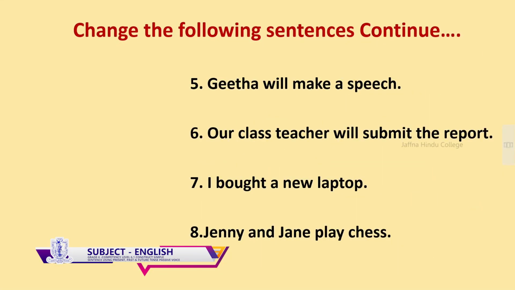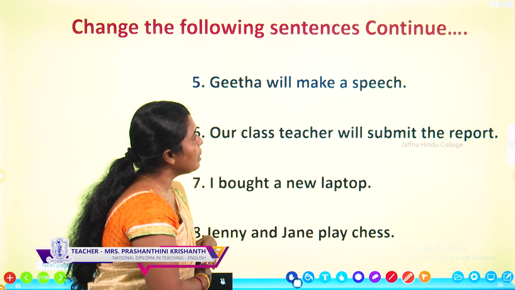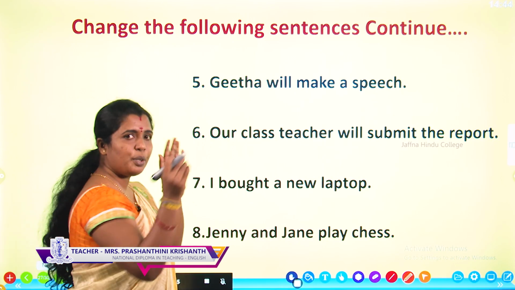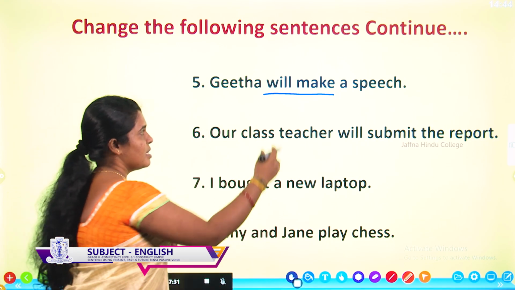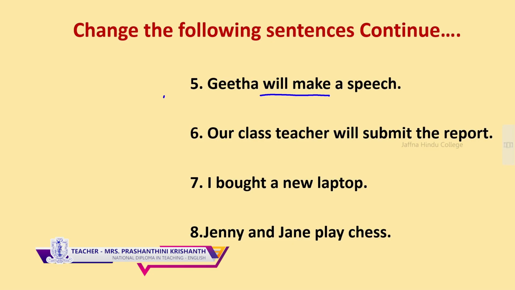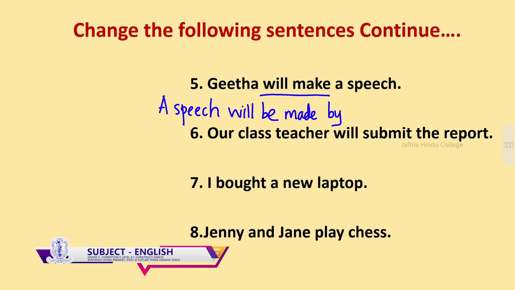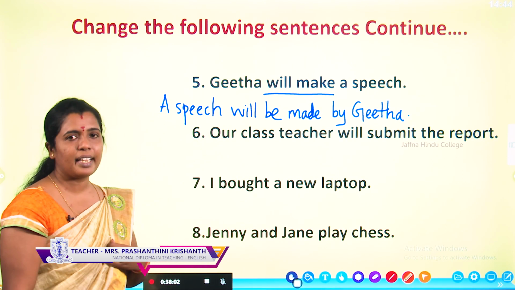Right. The question continues. Number 5. Geeta will make a speech. Right. Now come to the verb. What is the verb here? Will make. So this is future tense sentence. So you should take a speech first. A speech. Future tense pattern will be. Passive voice pattern will be. Make. What is the past participle of make? Made. Right? Will be made by Geeta. Right? Will be made by Geeta.